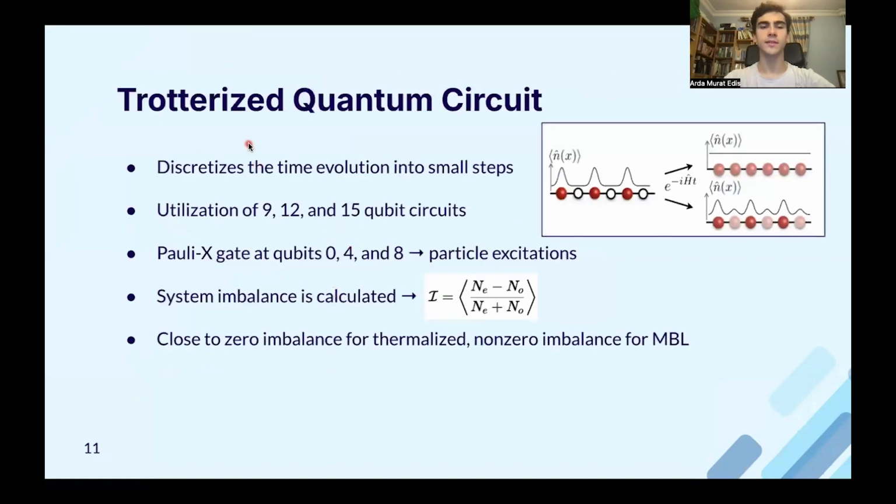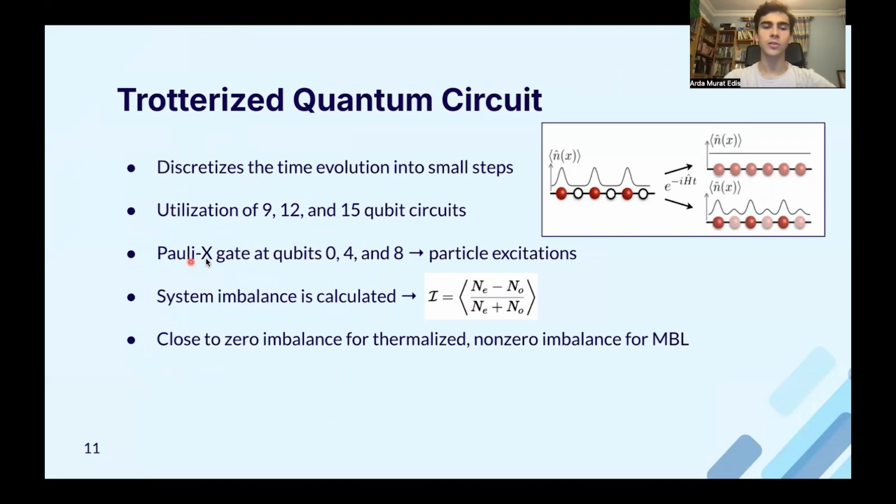Then we evolve the system through time using the trotterized quantum circuit. The trotterized quantum circuit discretizes the time evolution into small steps of 0.15 time units. We utilized 9, 12, and 15 qubit circuits in order to show that the qubit size doesn't alter whether our system turns out to be thermalized or many-body localized.